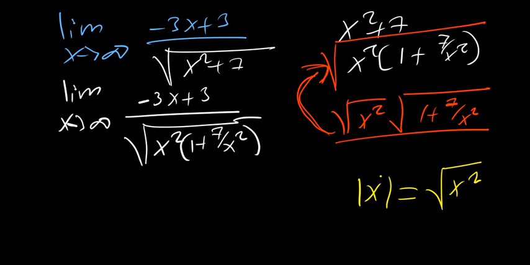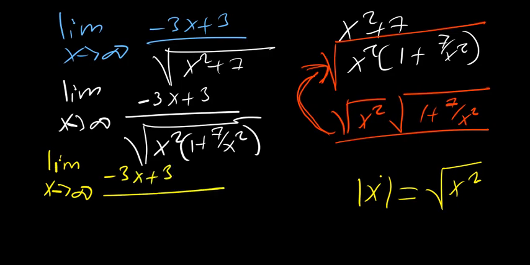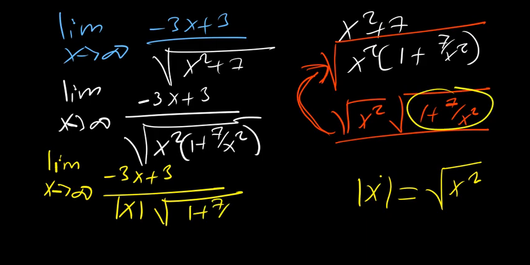So what I'm trying to tell you right now is, limit of 3x plus 3 divided by, now what I have here, I'm going to get it as the modulus of x outside, multiplied by what I've remained with, which is the square root of 1 plus 7 over x squared.